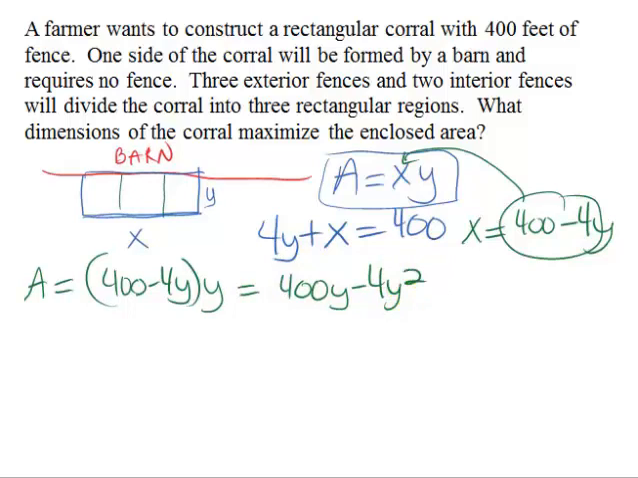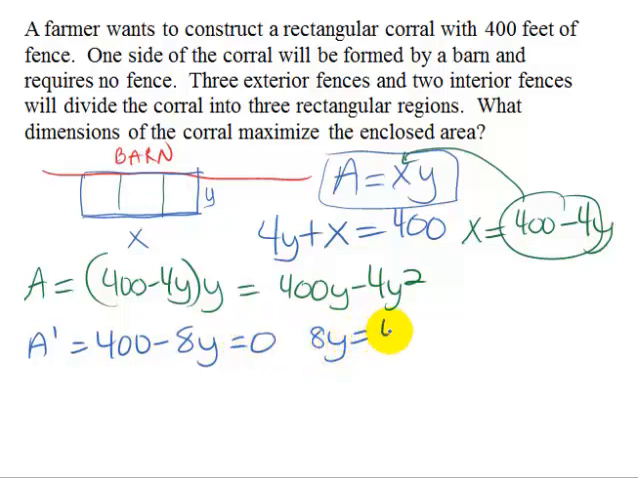We are interested in maximizing that area, so let's take a derivative. That's going to be 400 minus 8y, and we are interested in where that derivative equals 0. So when 8y equals 400, and dividing both sides by 8, when y equals 50.